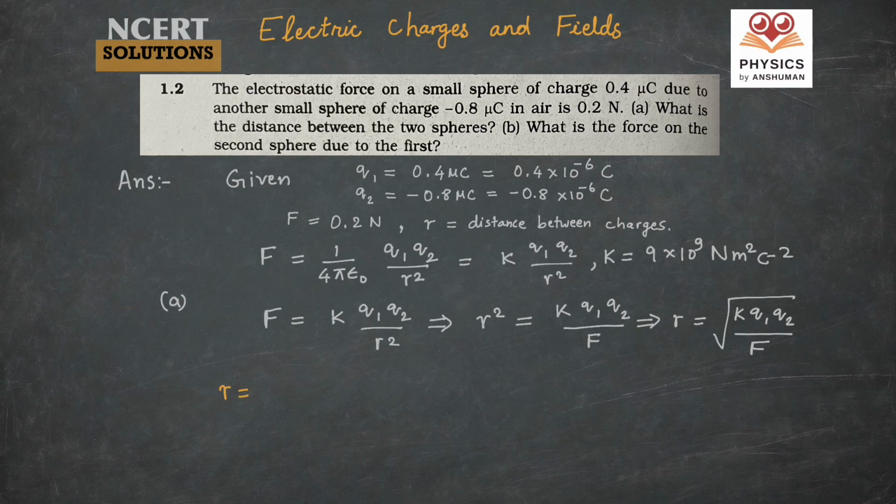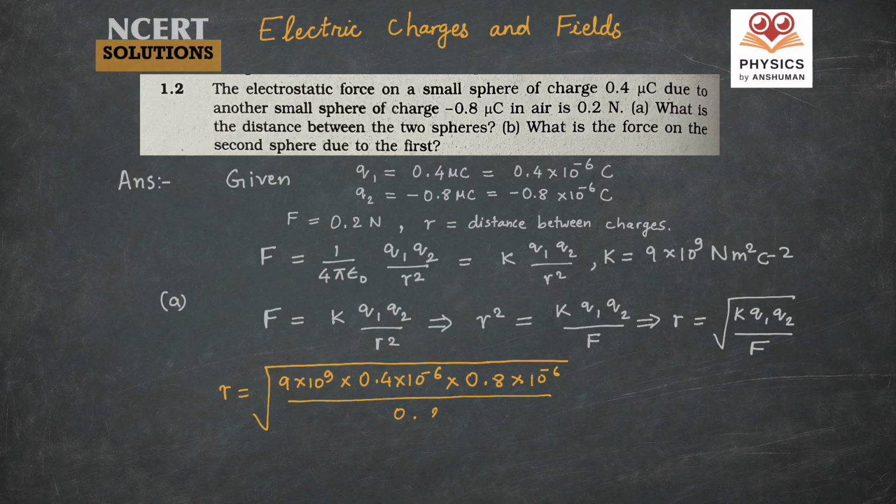So R is equal to under root, the value of K is 9 into 10 to the power 9, and then Q1 is 0.4 into 10 to the power minus 6, and Q2 is minus 0.8 into 10 to the power minus 6. So we will ignore the negative sign because we have already said that the force is attractive. So we will only use 0.8 into 10 to the power minus 6, and that is divided by 0.2. After this calculation, we get the value of R, that is equal to 0.12 meter.